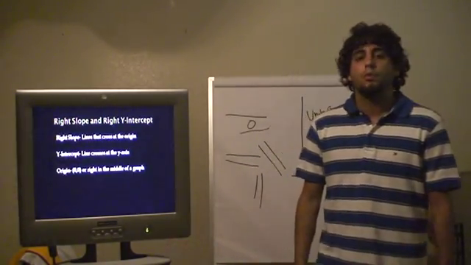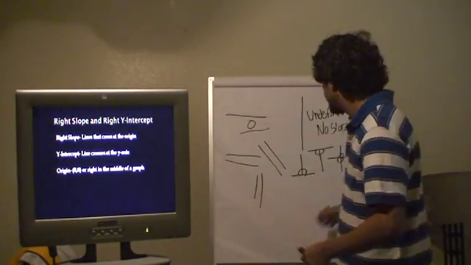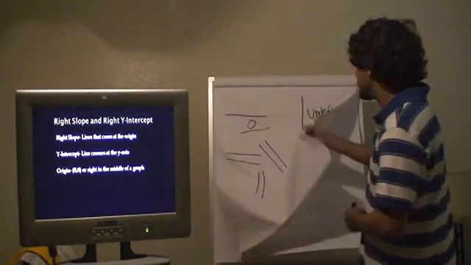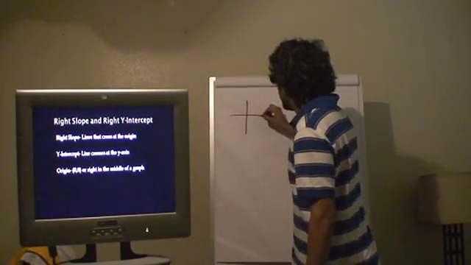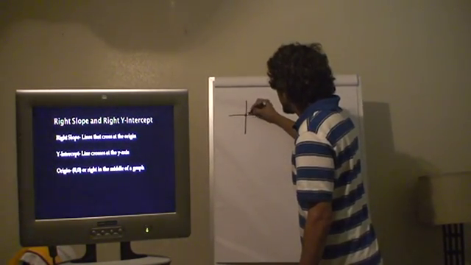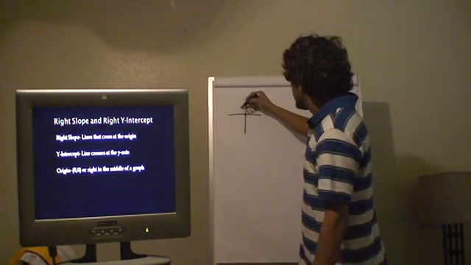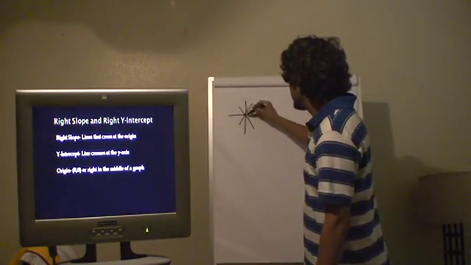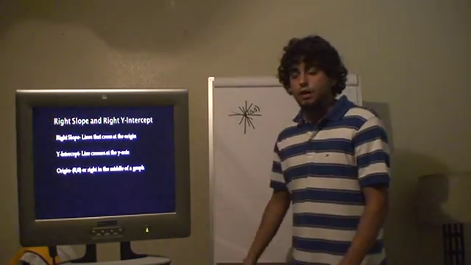Right, slope and y-intercept. Right slope is basically a line that crosses at the origin. And what an origin is, this is the origin. The ordered pair 0, 0. Okay? That's the origin. So that's a right slope, right slope, right slope. Anything that crosses at the origin is considered a right slope.